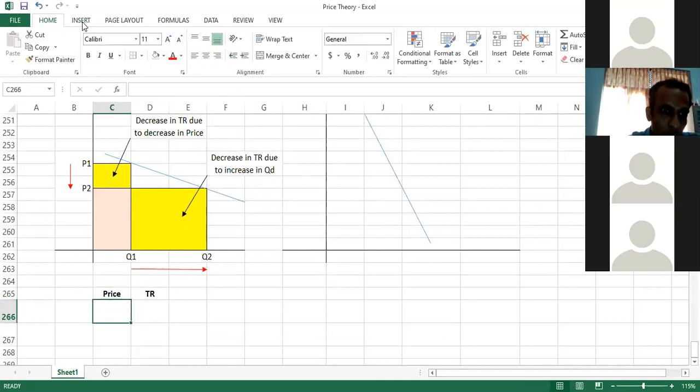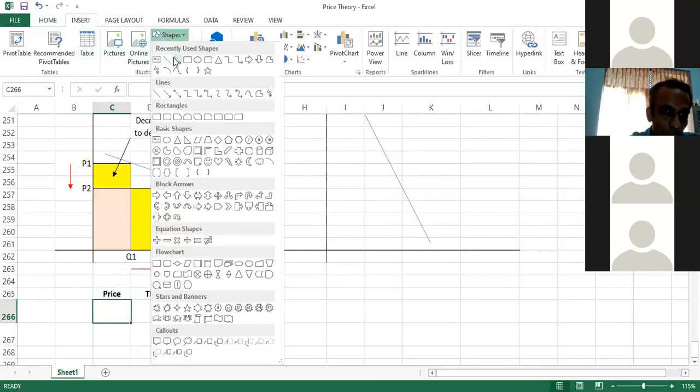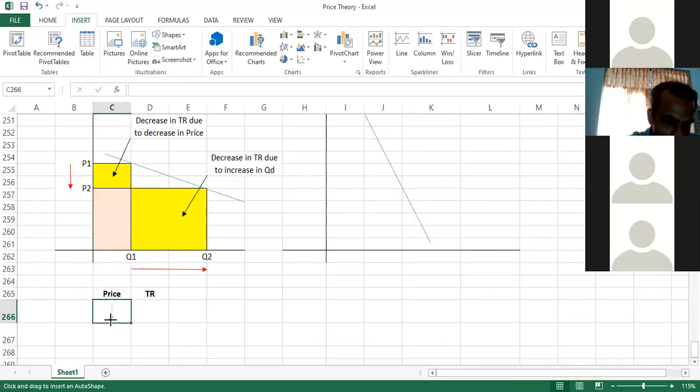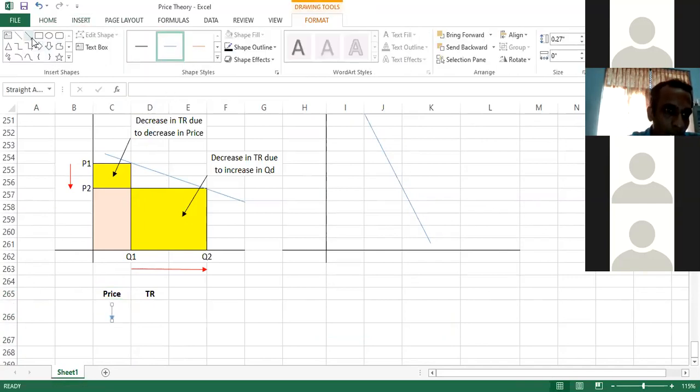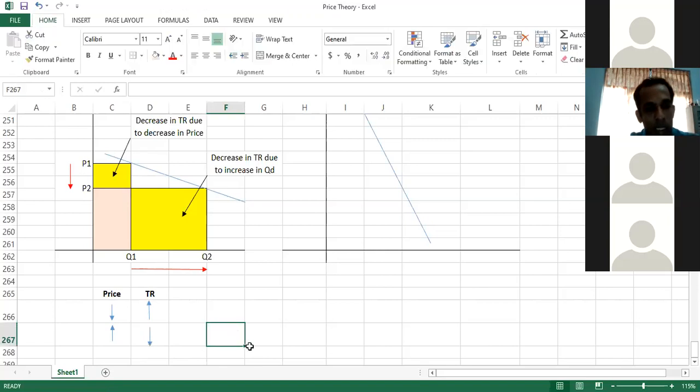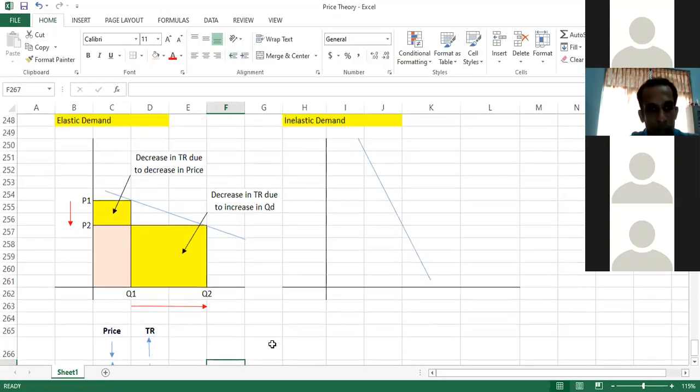When the price decreases, the total revenue will increase. In other words, if this firm increases the price, total revenue will go down. So this is the relationship between price and total revenue when the demand is elastic. This is the condition.